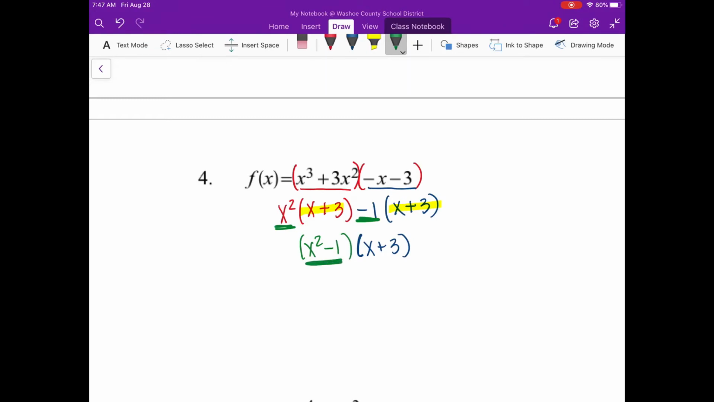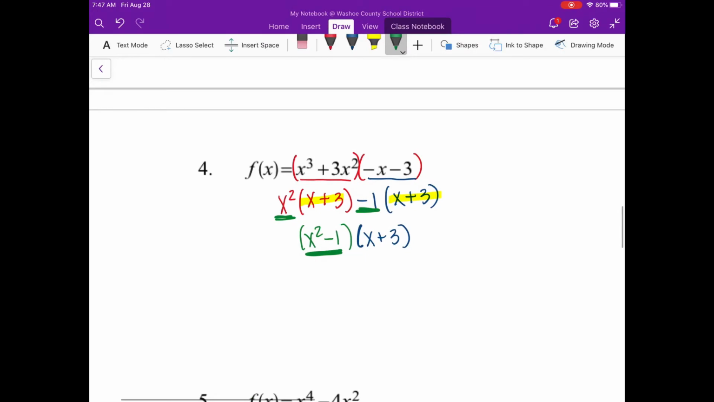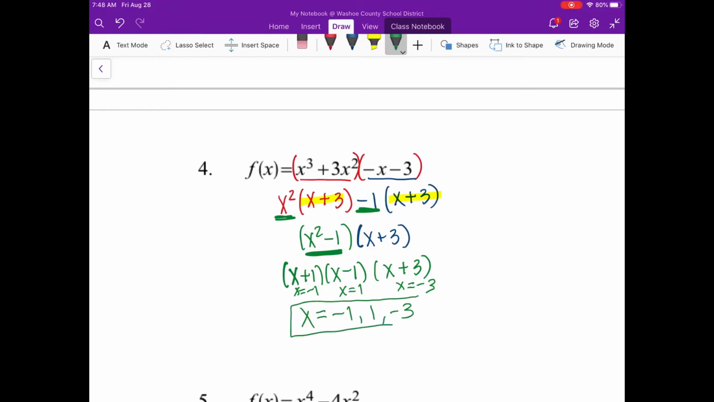This x squared minus 1 is another difference of squares. So I'm going to jump into x plus 1, x minus 1. And again, if you want to go from there and set it equal to 0, that will work too. Okay, so when I set my factors equal to 0 here, this is going to become x equals -1 and +1 and -3. So then I can just list my answers, my solutions, my roots, all mean the same thing, okay?